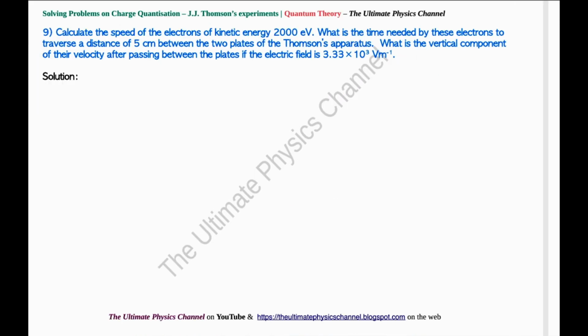Calculate the speed of the electrons of kinetic energy 2000 electron volts. What is the time needed by these electrons to traverse a distance of 5 cm between the plates of the Thomson's apparatus? What is the vertical component of the velocity after passing between the plates if the electric field is 3.33 times 10 power 3 volts per meter? Right, so there are three parts to this question.